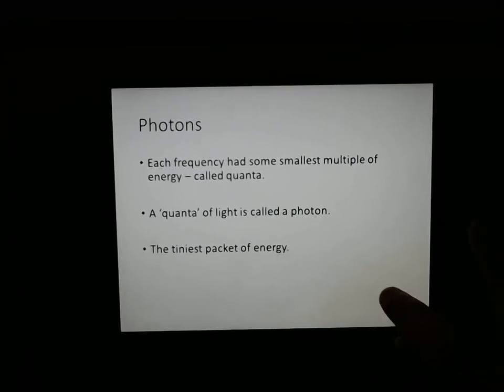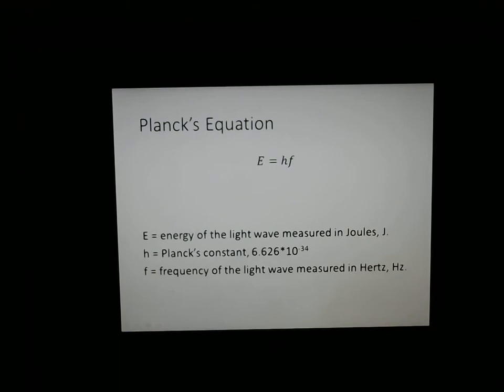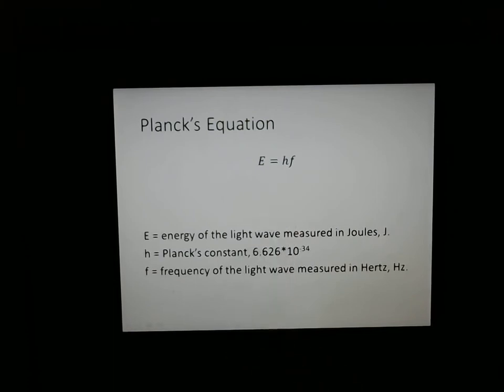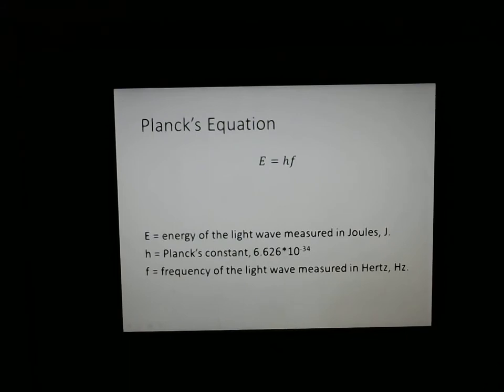So, Planck's equation. Planck derived a formula for determining the energy of each quanta of light at a given frequency. The formula is E equals hf. Now, E is the energy of the light wave. This is only for light waves, not sound waves, by the way, just light waves. Measured in joules. h is Planck's constant, provided in the formula booklet, and then we have the frequency of light, f, in hertz.